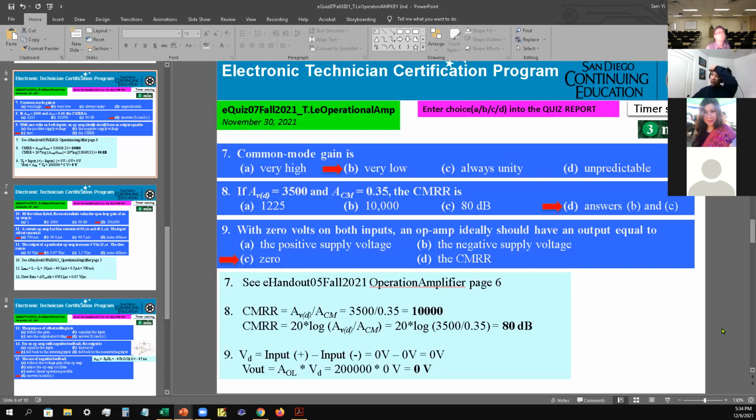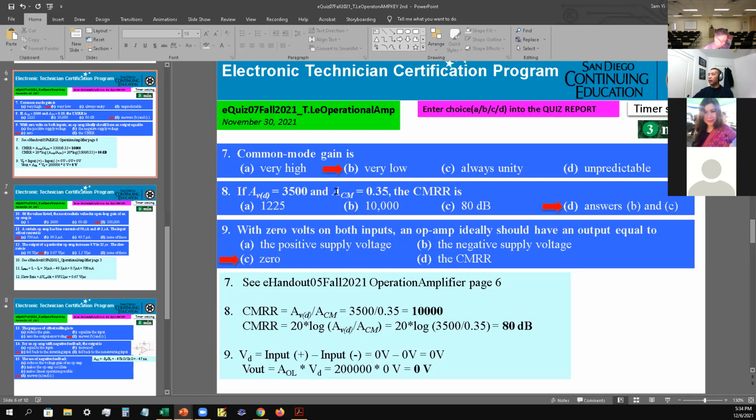For number 7, the common mode gain is normally very, very low. You can go see the e-handout 05, fall 2021, operational amplifier, on page 6. The answer is that it should be very, very low. So B, as in Bob, for number 7.